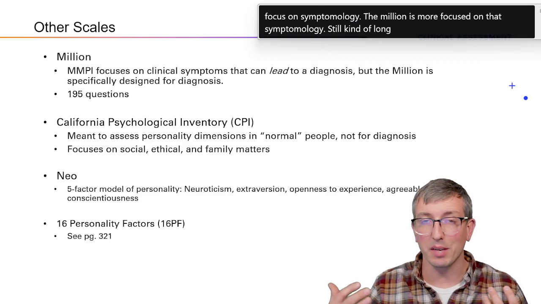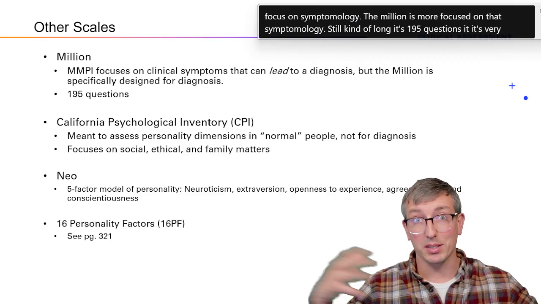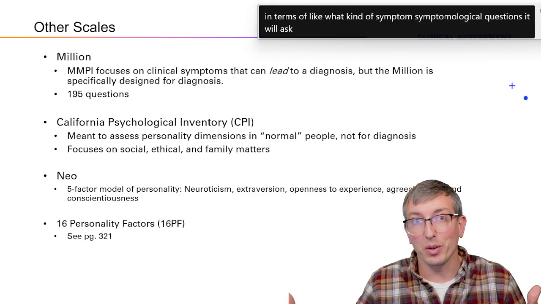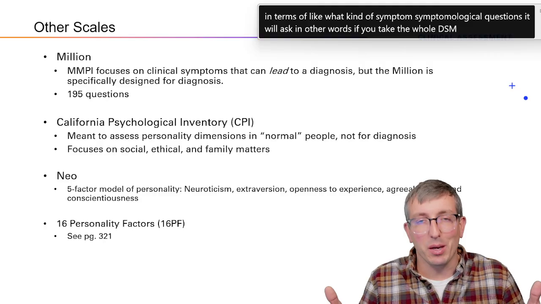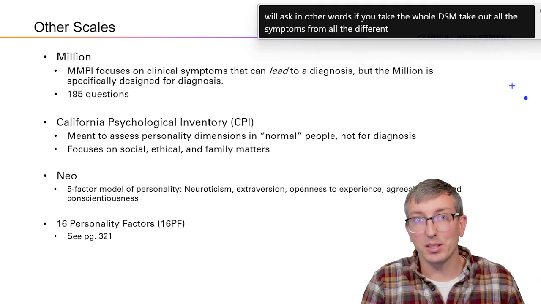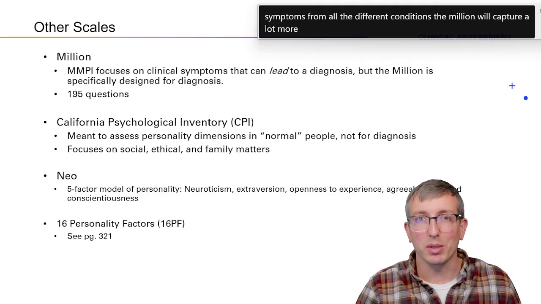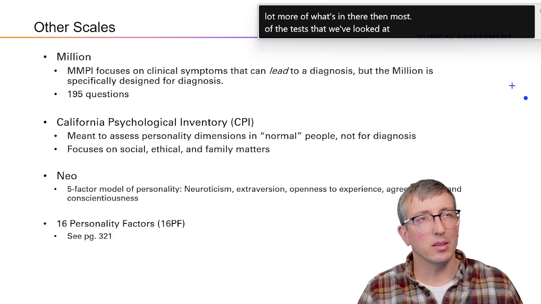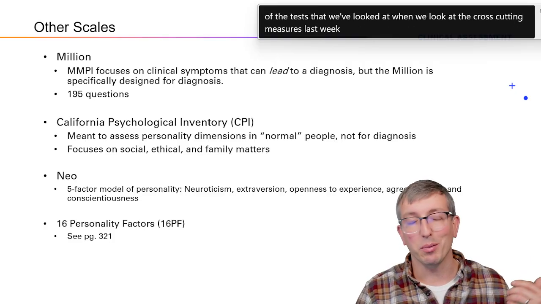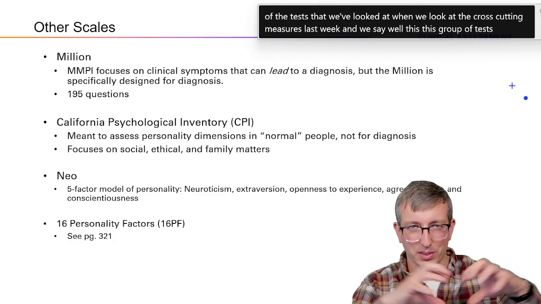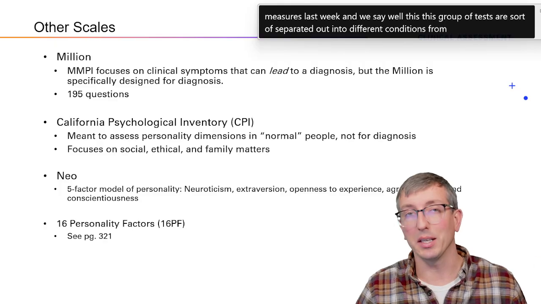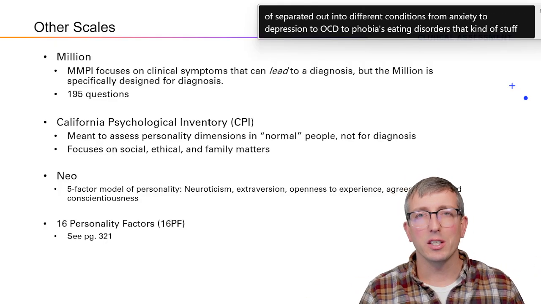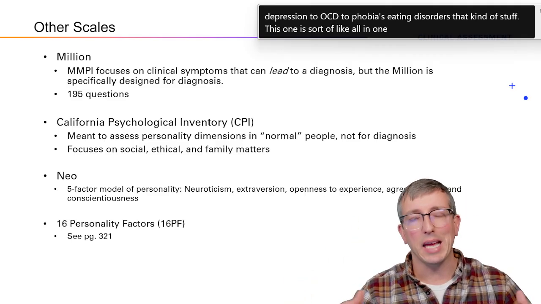Still kind of long, it's 195 questions. It's very robust in terms of what kind of symptomological questions it will ask. In other words, if you take the whole DSM and take out all the symptoms from all the different conditions, the Millon will capture a lot more of what's in there than most of the tests that we've looked at. When we looked at the cross-cutting measures last week, those were separated out into different conditions, from anxiety to depression to OCD to phobias to eating disorders. This one is all in one package and captures most of that.